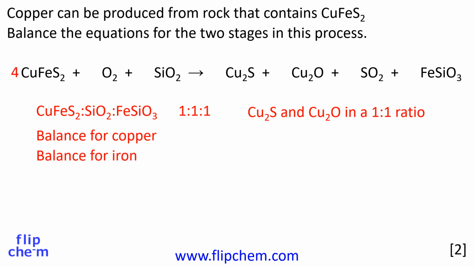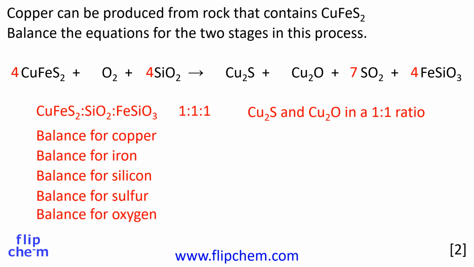Next, balance the products for iron. Now, balance for silicon. Balance for sulfur. And finally, balance for oxygen. The correct balancing numbers are given there in blue.